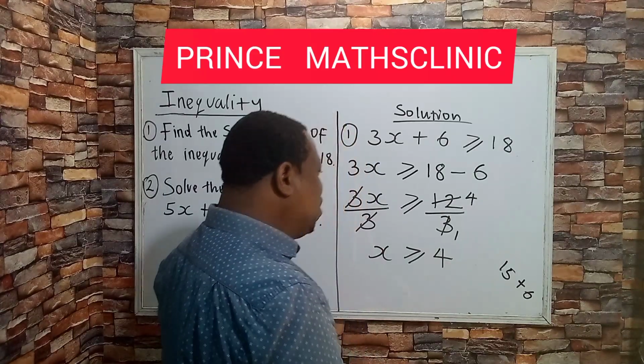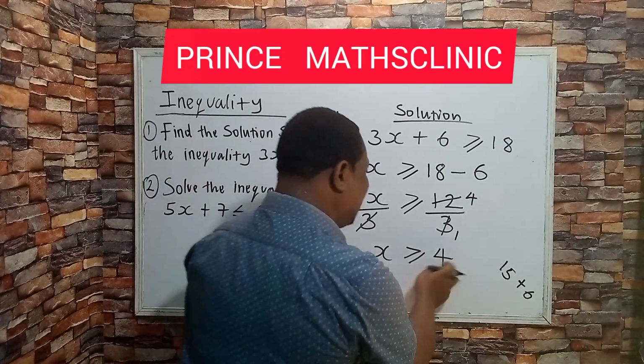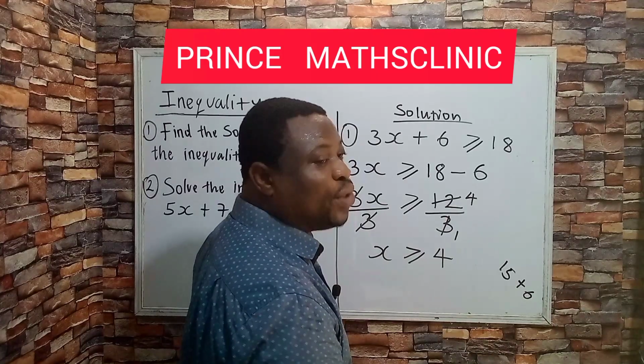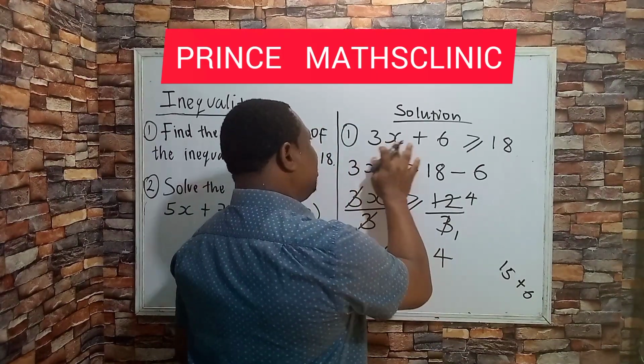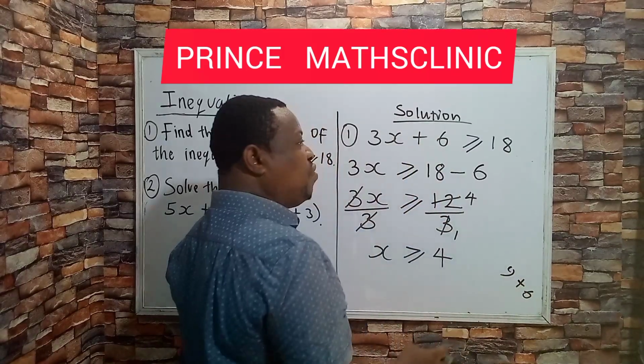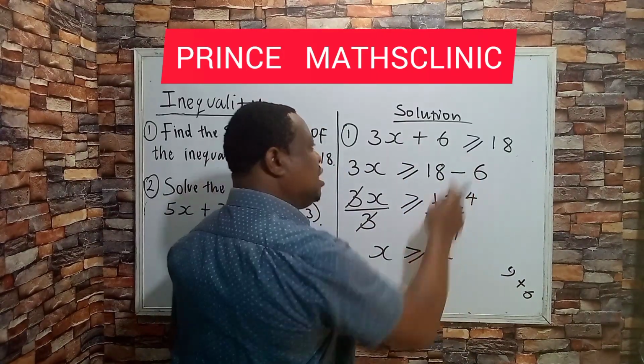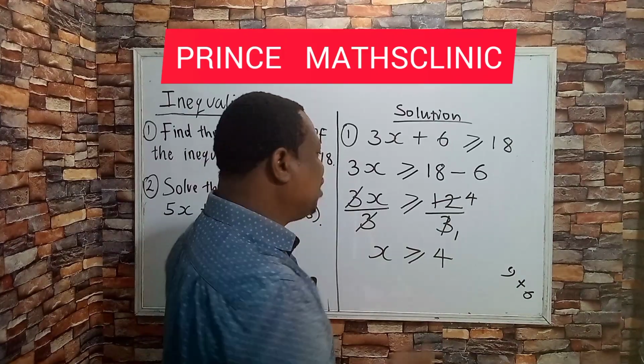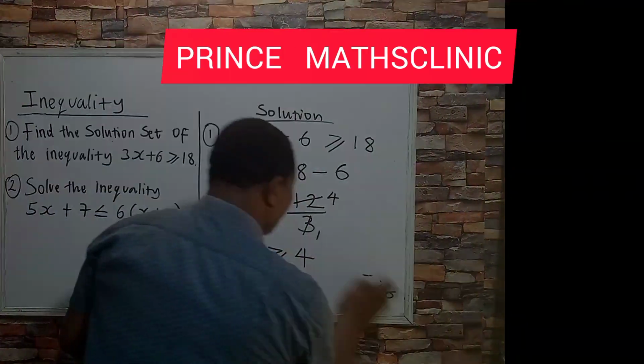Now, let's go below 4. Let us pick a number like 3. And you will see that the result will not match. 3 times 3 will give you 9. And 9 plus 6 is 15. And is 15 greater than 18? No. Good. So that shows you that our result is correct.